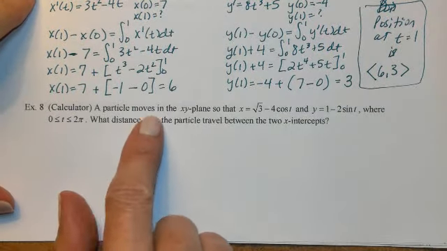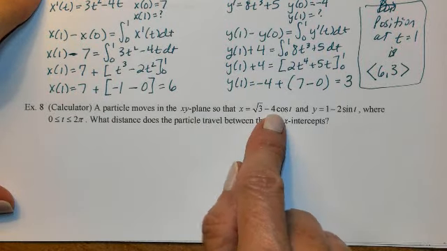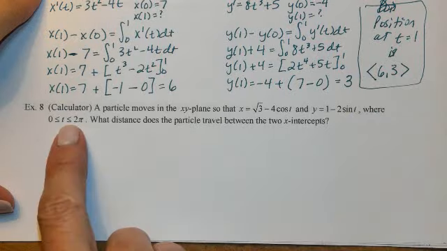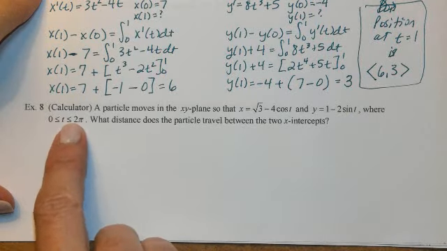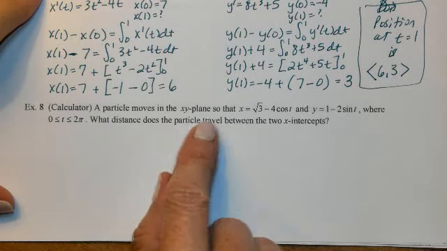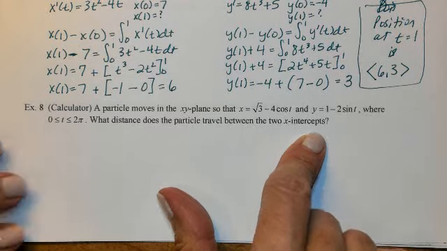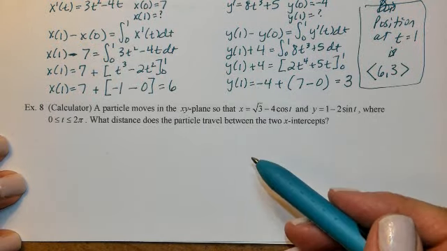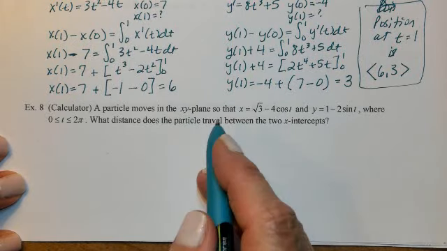A particle moves in the xy plane so that x is this function of t and y is this function of t, where t is between 0 and 2 pi. I love it when they give me a range of values for t. What distance does the particle travel between the two x-intercepts? Well, first of all, they're telling me that there are two x-intercepts.